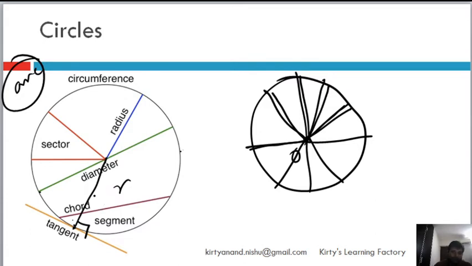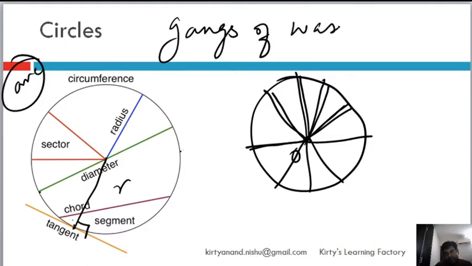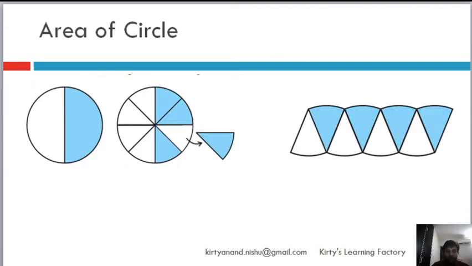Okay? There is a cool reference of perpendicular and tangent in a Bollywood movie called Gangs of Wasseypur Part 2. It's an Anurag Kashyap movie. Two of his characters are called Tangent and Perpendicular. Anyway, moving on to more serious stuff.